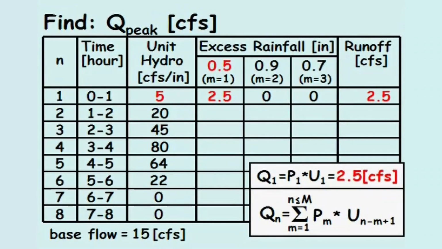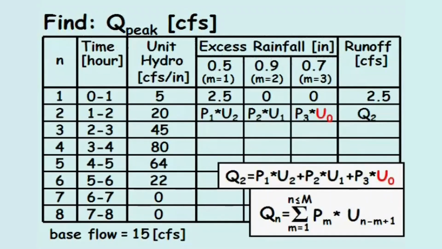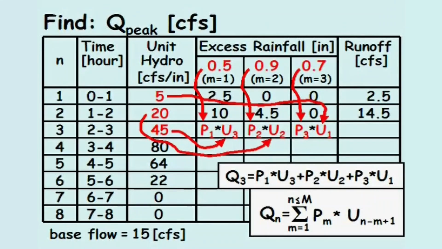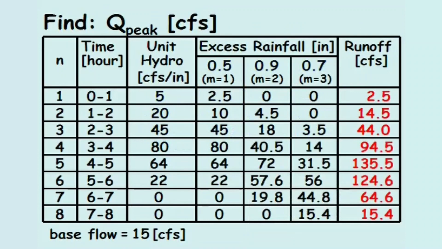This equation is repeated for the second hour, and we notice the third term cancels out of the equation again. The values of U and P are plugged in, and the second hour equals 14.5 cubic feet per second. Runoff from the third hour of the storm is calculated the same way, and equals 44 cubic feet per second. The last 5 hours of calculations are completed, and we're left with a runoff hydrograph, resulting from the excess precipitation of the storm.